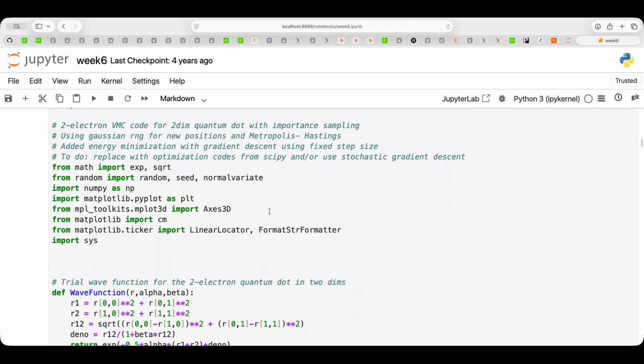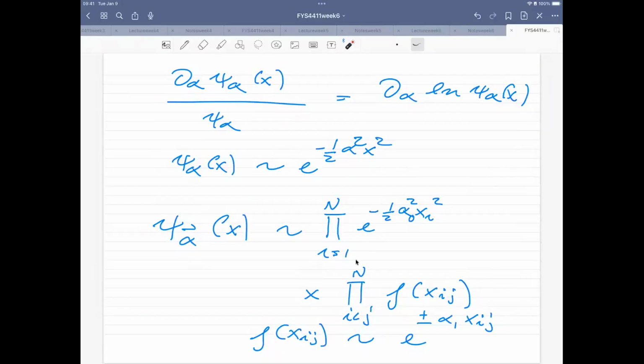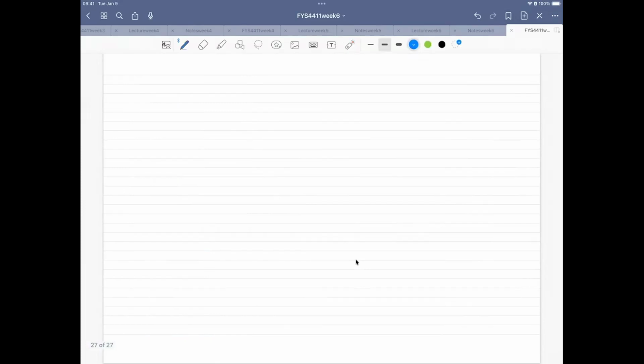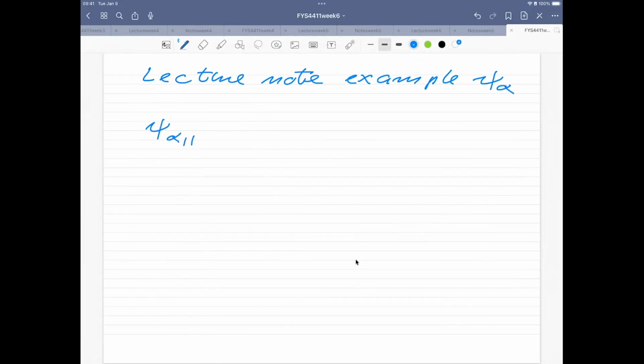So in this case, it's a 2-electron case, which we discussed some weeks ago, where we have a slightly different trial wave function. So let me just bring back the whiteboards and remind you quickly about what this trial wave function looks like. So this is a trial wave function for 2 electrons, which are trapped in a harmonic oscillator trap. So in this specific case, the lecture note example, trial wave function of psi of alpha. This is actually a function which now depends on 2 parameters, alpha and beta.